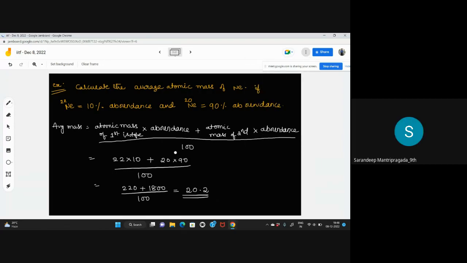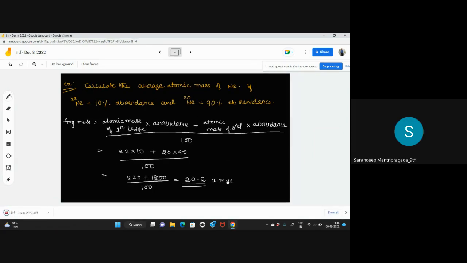Sir, the unit is AMU. Yes, generally atomic mass units we will write as AMU only. So 20.2 AMU is correct. AMU means atomic mass unit.